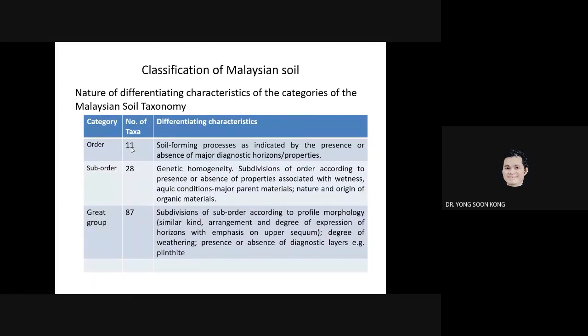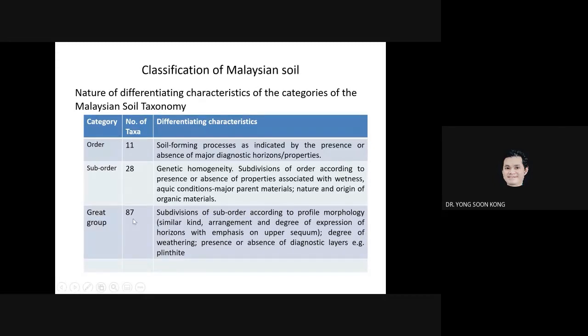Now, I know there's one part in Malaysia that is probably below 0 degrees Celsius, and that is on top of Mount Kinabalu. The entire Malaysia, apart from that, will have a higher temperature, not up to the freezing point. So order number 12, the frozen soil, is not counted. So what are the names of soil orders that you need to memorize? 11 only.